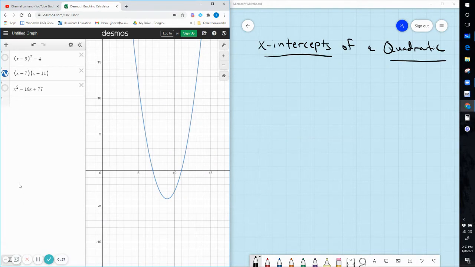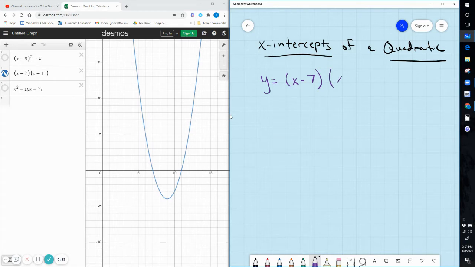All right, so make sure you title your notes x-intercepts of a quadratic, like I wrote on my board, or how to find the x-intercepts of a quadratic. And we're going to review how to do it in all three forms. So I left the graph over here on the right just so you can see what's going on. The very first form we're looking at is factored form. And that's the easiest form to find the x-intercepts in.